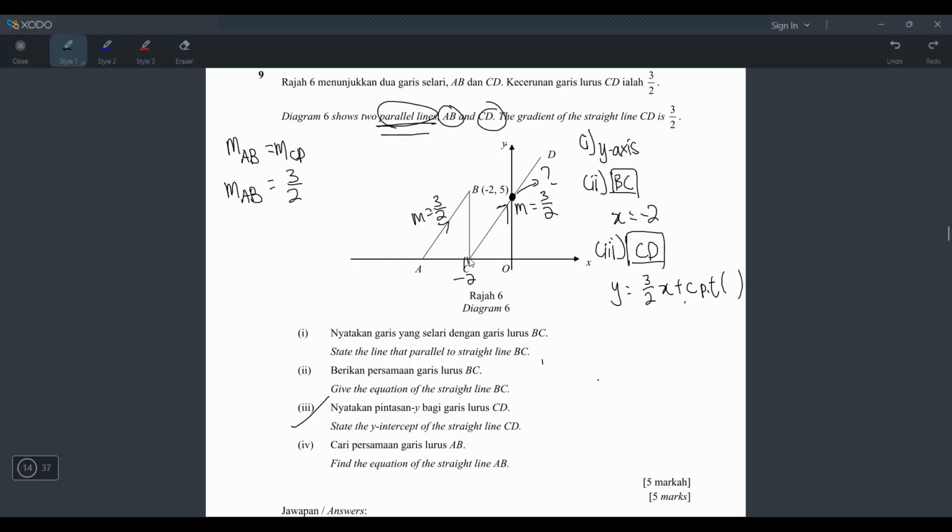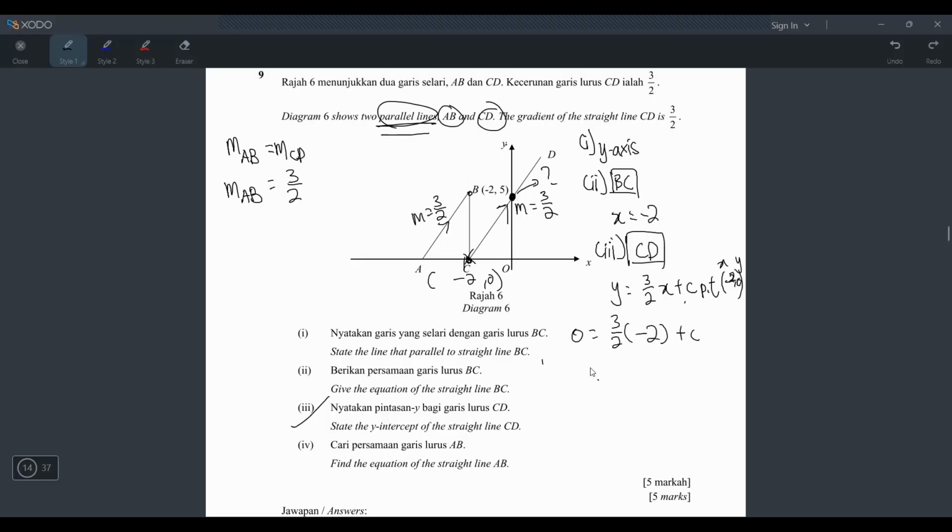So the only point I can use is this point, which is (-2, 0). You cannot use the B point, because the other line passes through B. You can only substitute a point that the other line passes through. So (-2, 0), so the y I will put 0, and then 3/2 times x.